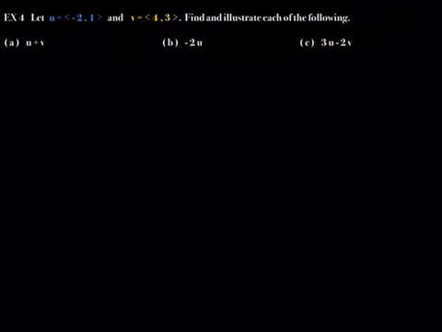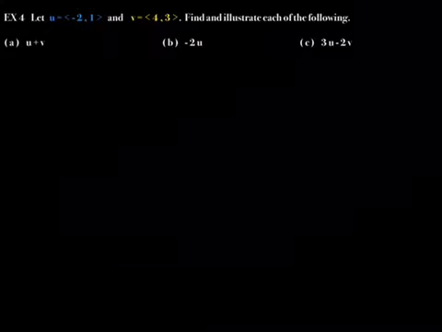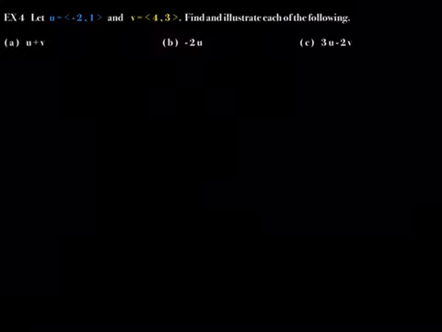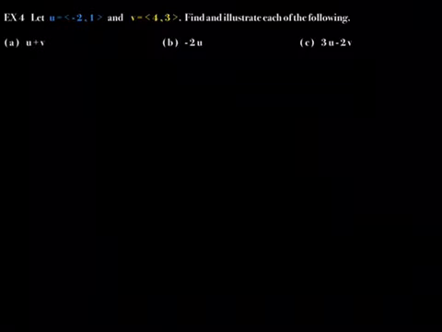All right, this example shows how we can operate on vectors. That is to say, it shows vector operations. They've given us 2 vectors here, vector u, which is identified as negative 2, comma 1, and vector v, which has components 4, 3. We need to find and illustrate each of the following. Let's do this one at a time.